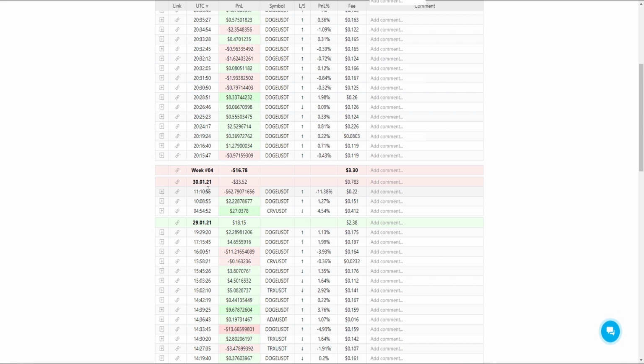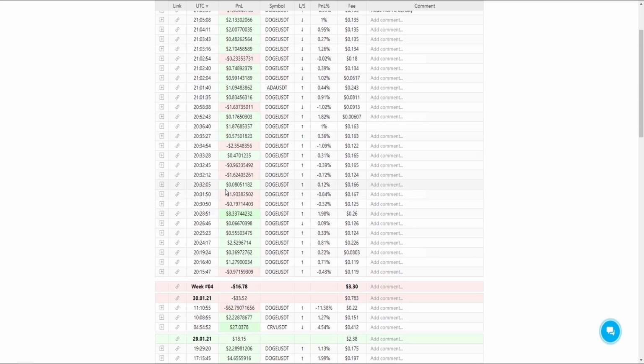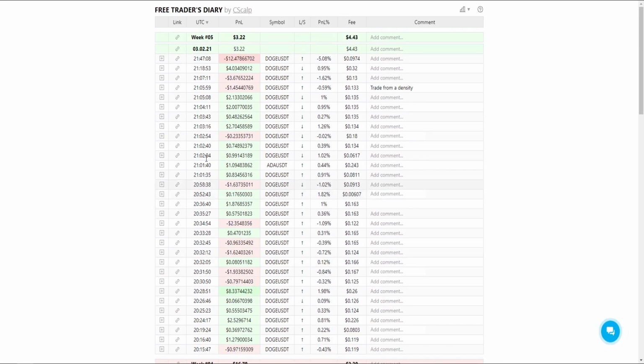The diary monitors trades automatically, so you don't have to use Excel or other editors to write down the statistics. Also, it allows you to share your trading results anonymously, so other traders won't see your balance, your account number, or other important info. So let's see how to share your trades.